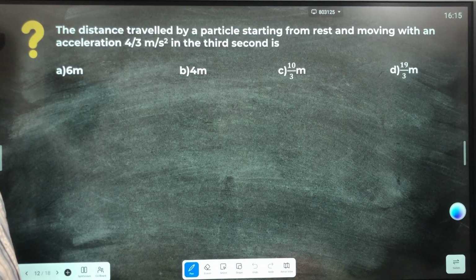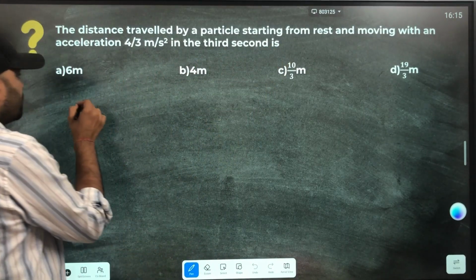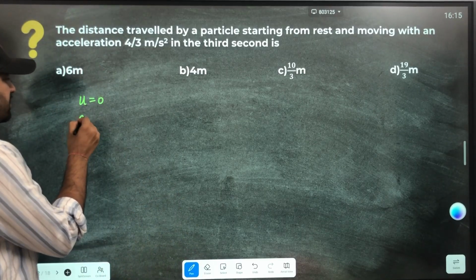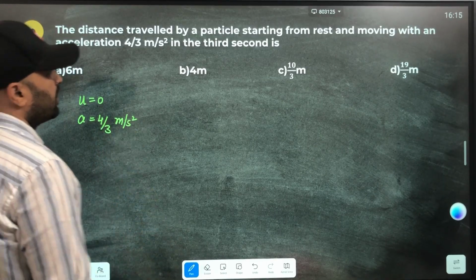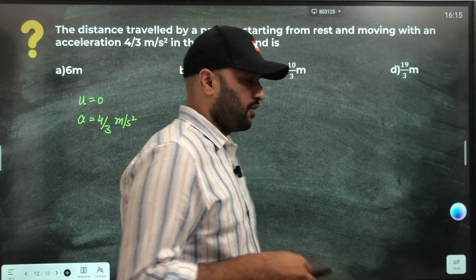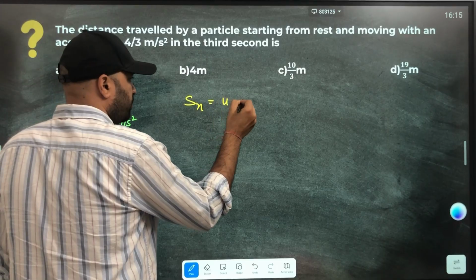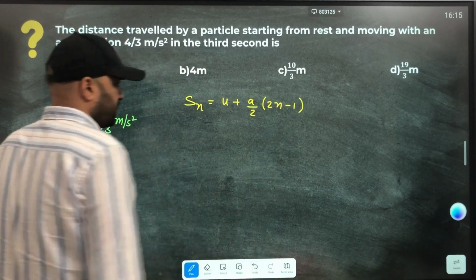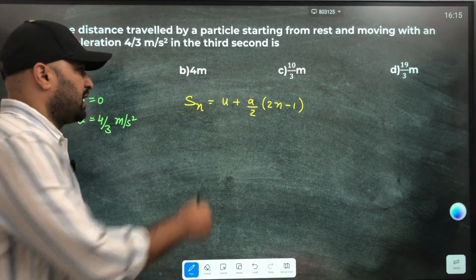Okay. Our next question says the distance traveled by a particle starting from rest, so u is equal to 0, moving with an acceleration a equal to 4 by 3 meter per second square, in the third second is how much? So to figure this out, we will make use of our nth second formula. Sn will be u plus a by 2 into (2n minus 1). I hope you are familiar with this relation, right? I will not derive this relation right now. We have to directly remember this.